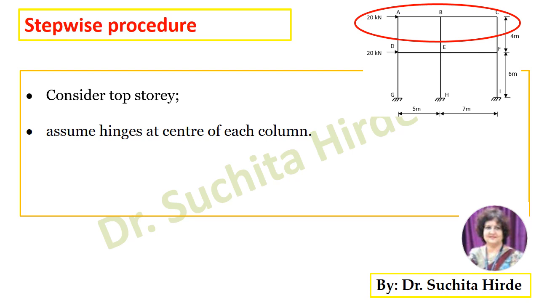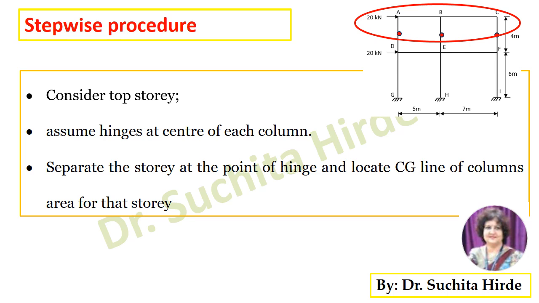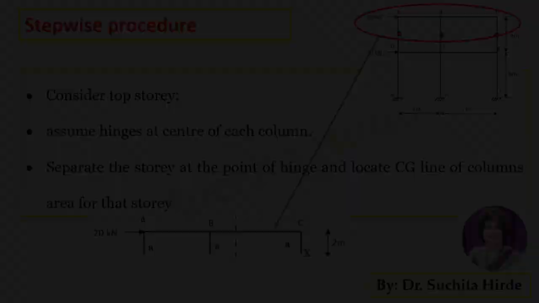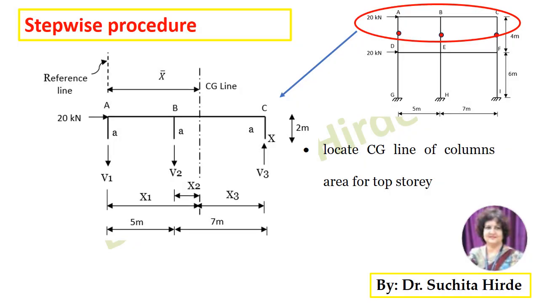Assume the hinges at center of each column as shown in this figure. Then separate the story at the point of hinge like this. So we have to consider only 2 meter top part of top story. First of all, we have to locate CG line of column area for top story. Let us see how to draw this sketch.